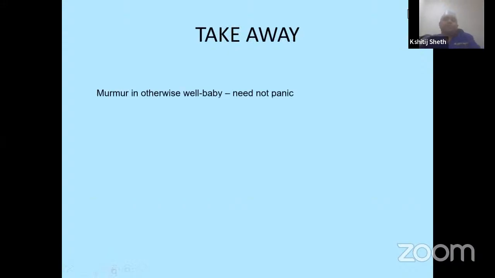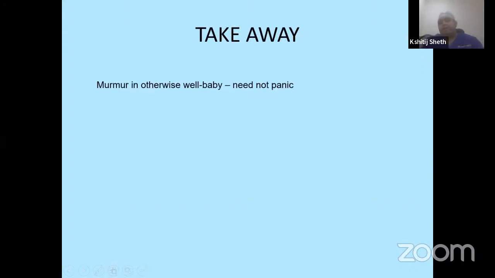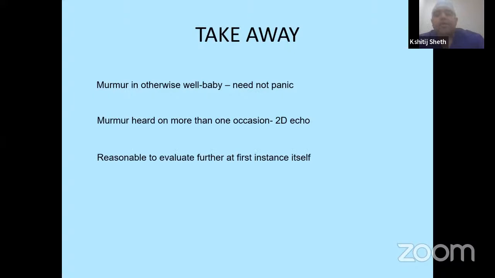So the take-home message from this case would be: murmur in an otherwise normal child, do not panic and do not let the parents panic. A murmur heard on more than one occasion definitely requires a 2D echo. If there is a lot of anxiety in the patient, even on the first instance itself, you can get a 2D echo done. And 2D echo is a much better investigation than an X-ray chest or an ECG to pick up cardiac lesions in the pediatric age group.